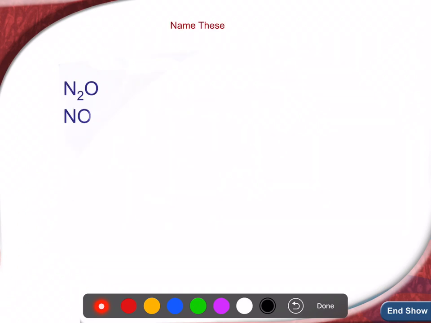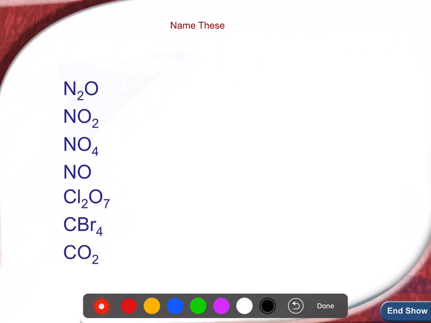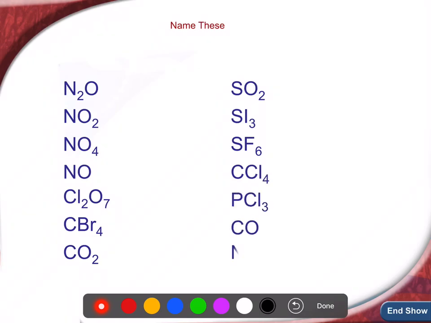So that would be dinitrogen monoxide, nitrogen dioxide, nitrogen tetroxide, nitrogen monoxide, dichlorine heptoxide, carbon tetrabromide, carbon dioxide, sulfur dioxide, sulfur triiodide. Once again, it's not triodide, it's triiodide. Sulfur hexafluoride, carbon tetrachloride, phosphorus trichloride, carbon monoxide, and dinitrogen pentoxide.